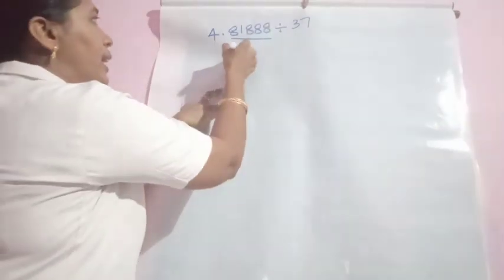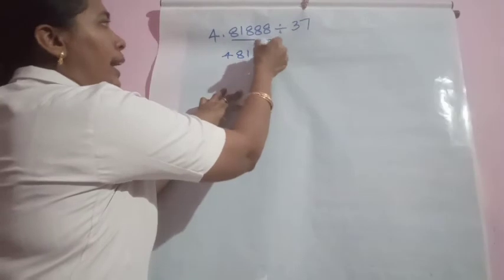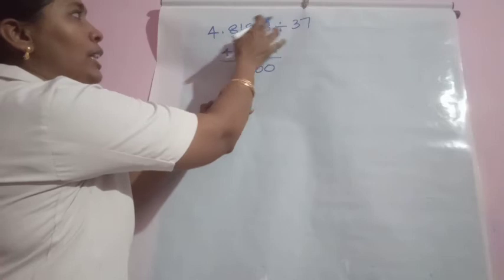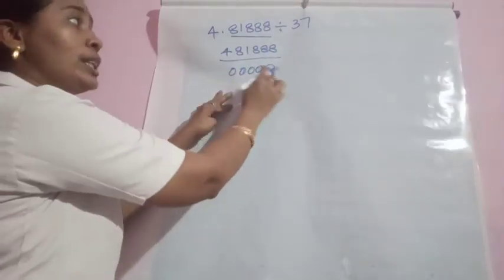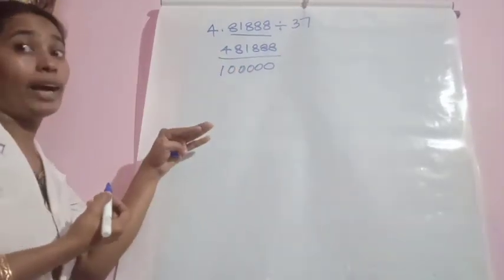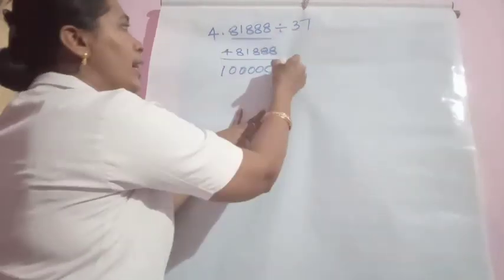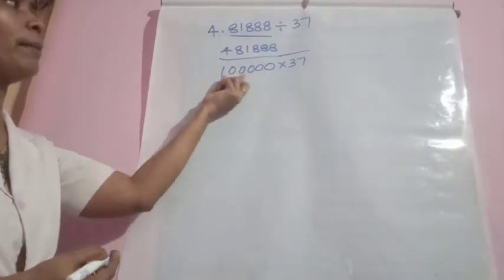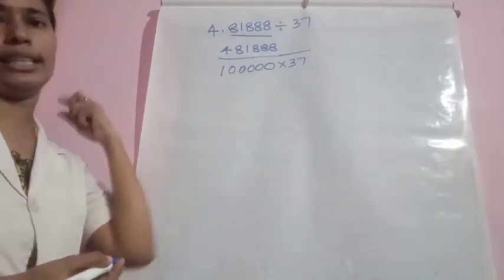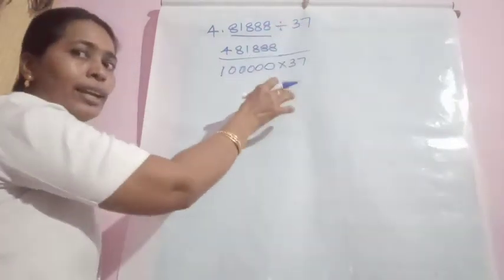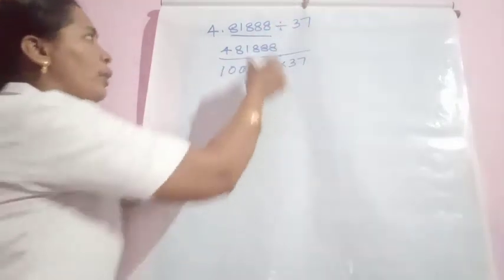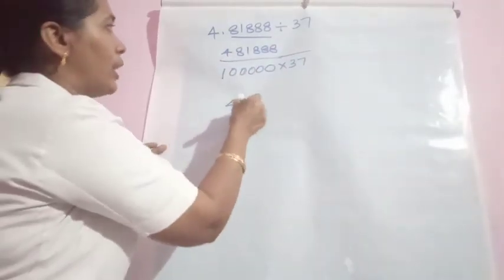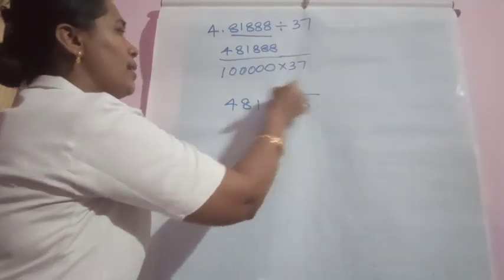So, teacher is writing the number as 481888 over 1 followed by 5 zeros. Since it has 5 places of decimal, 5 zeros are needed and a 1. And 37 is also coming along with it. What will be the number? 1 lakh into 37. 37 is actually the divisor, that's why 37 comes to the denominator. Now you divide these two numbers only. Let us divide 481888 by 37.